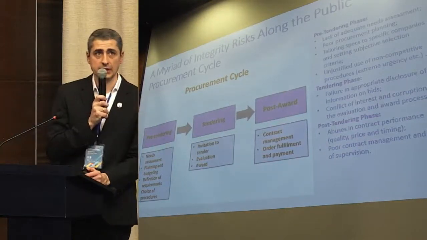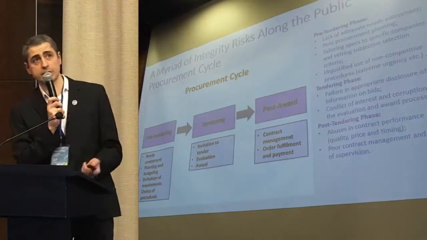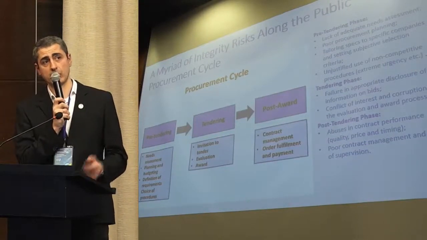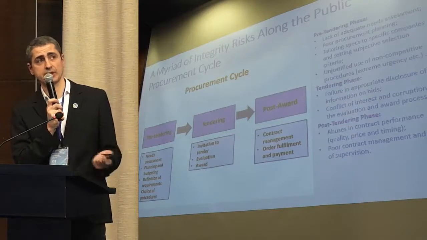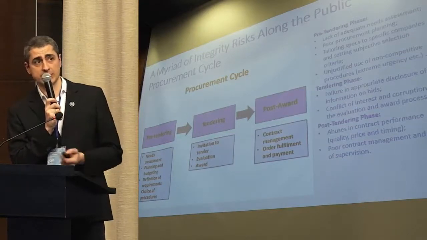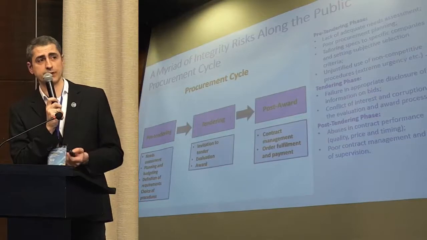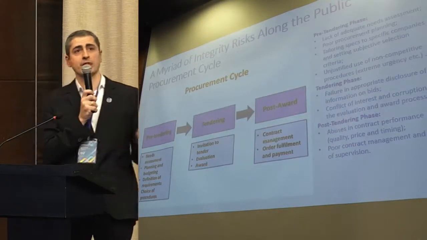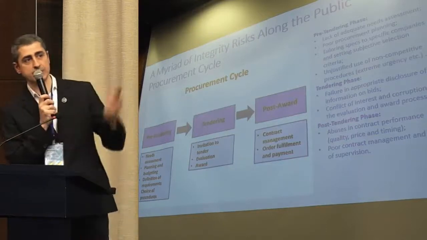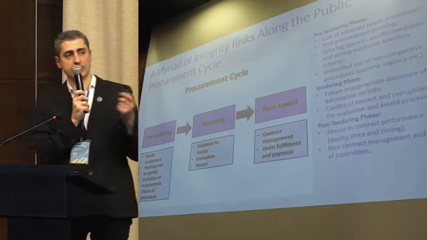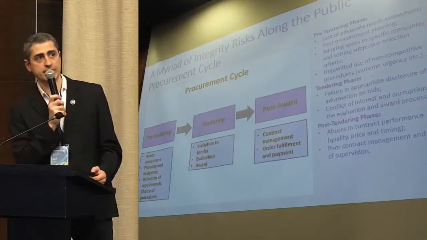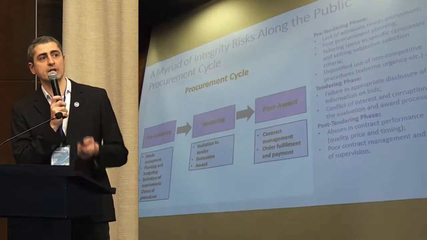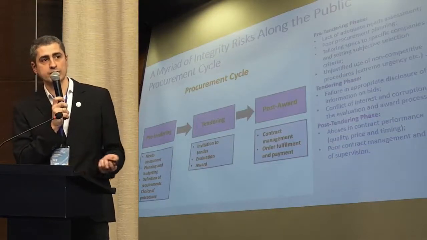Yeah, and of course, throughout the procurement cycle, there are a myriad of integrity risks. The public procurement cycle consists of three major phases: pre-tendering phase, tendering phase, and post-tendering phase. And of course, they consist of their own categories. For example, in the pre-tendering phase, we have needs assessment, planning and budgeting, definition of requirements, and choice of procedures.